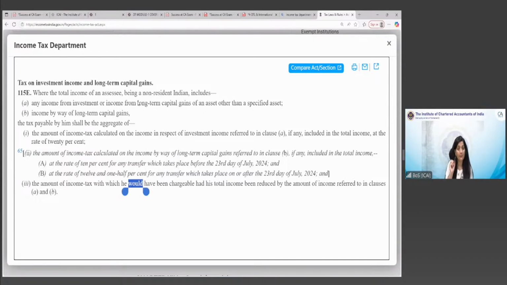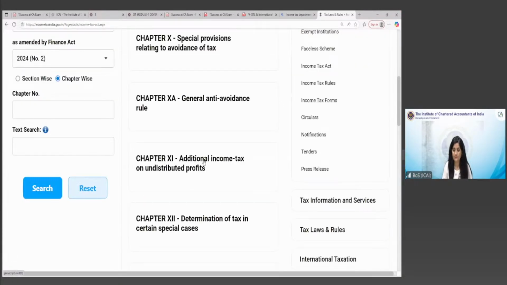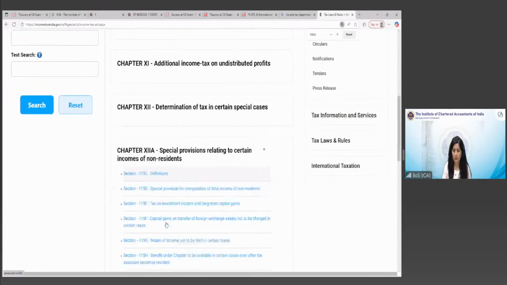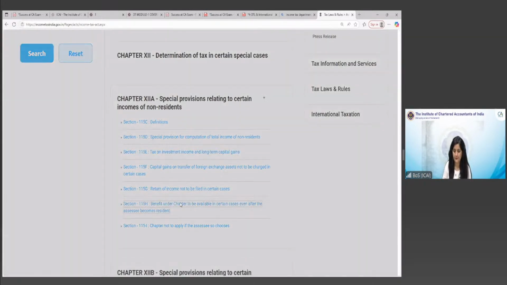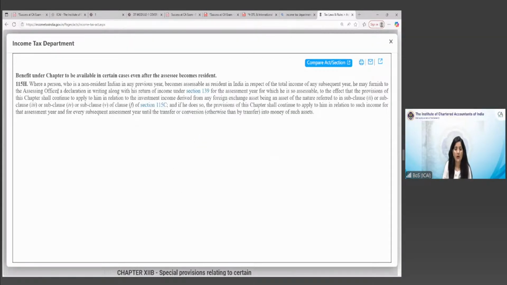But here we have to compute long-term capital gains. Now for long-term capital gains, what do you have to do? 115H benefits. Where a person becomes assessable or he may furnish a declaration, foreign exchange. Just a minute. Which section shall not apply?